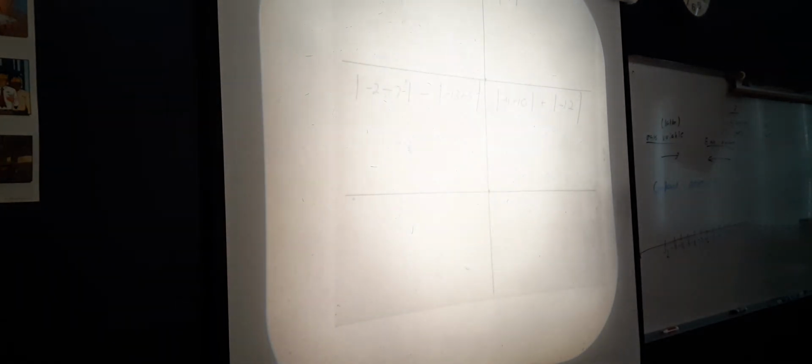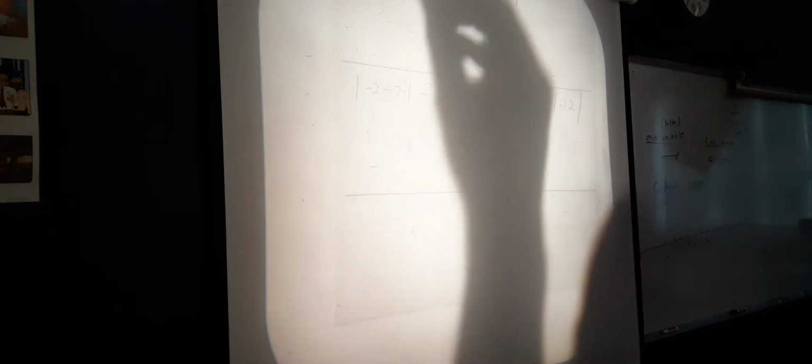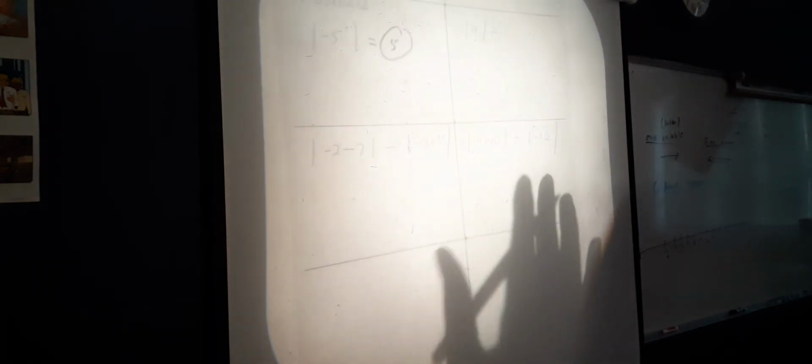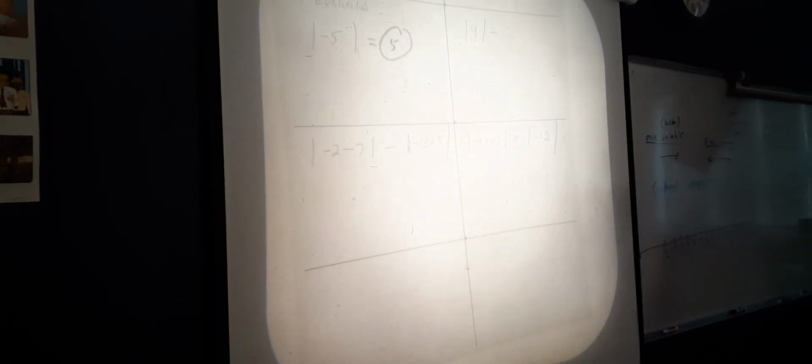So, the absolute value of -5, okay? So, I say, okay, how many units is it from -5 to 0? Now, when you're counting units, you're counting by positives. You're just counting naturally. So, 1, 2, 3, 4, 5. So, it's at 5, okay? Next one, absolute value of 4. How far is it from 4 to 0? 4. You always label it as 4.